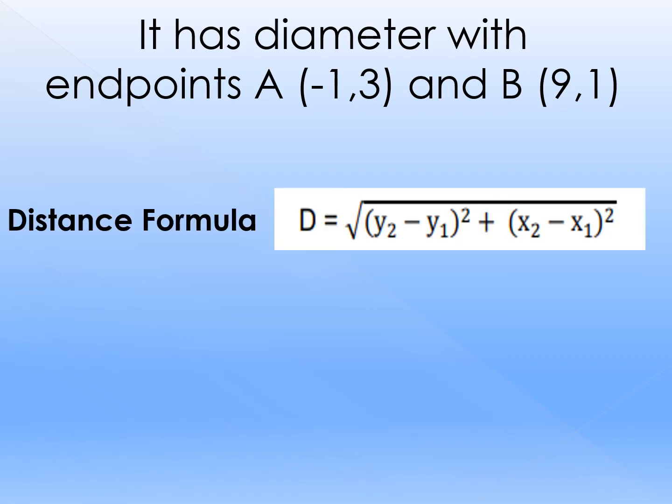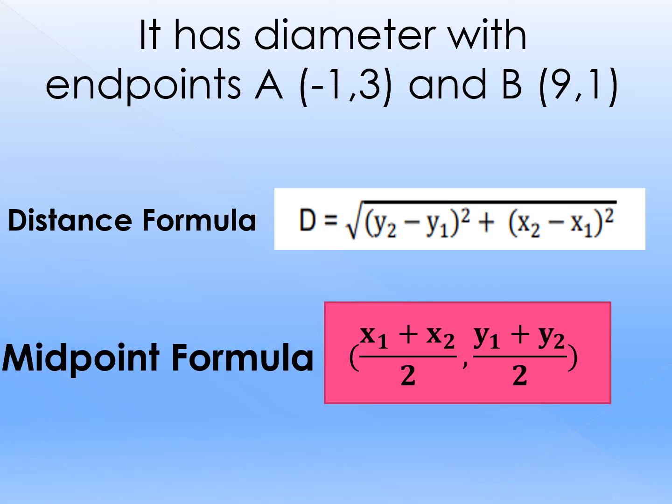Just always remember, the distance formula is discussed when you were in grade 10: d is equal to the square root of the quantity y sub 2 minus y sub 1 squared plus the quantity x sub 2 minus x sub 1 squared. Now, after knowing the diameter, we're going to find the radius. To find the radius, we need to know the center, or the midpoint of A and B. To know the midpoint of A and B, we're going to use the midpoint formula.